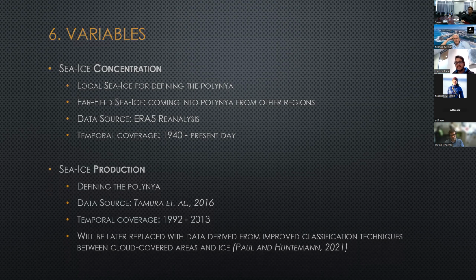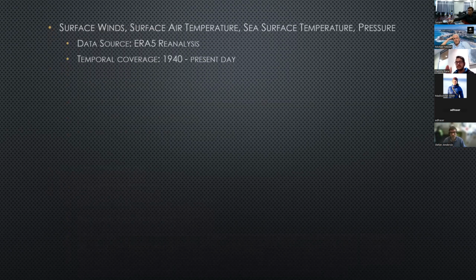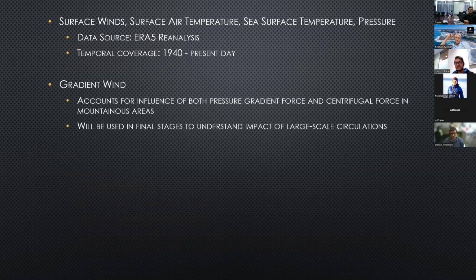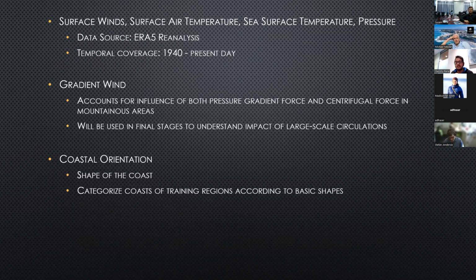So the other variables which will be required are surface winds, speed and direction, surface air temperature, sea surface temperature, pressure, and these will also be taken from ERA5 analysis. Next is the gradient wind, which is an extension of geostrophic wind, that is wind assumed to move along parallel isobars. So it accounts for influence of both pressure gradient force and centrifugal force in mountainous areas. So it will also be used in the final stages to understand the impact of large-scale circulations.